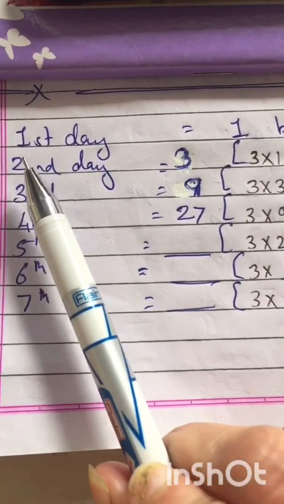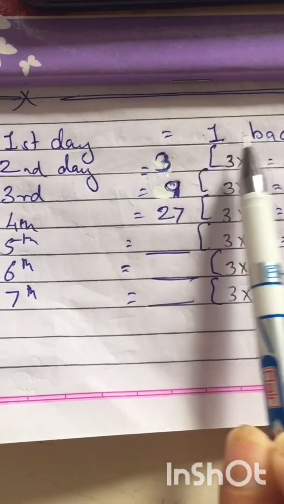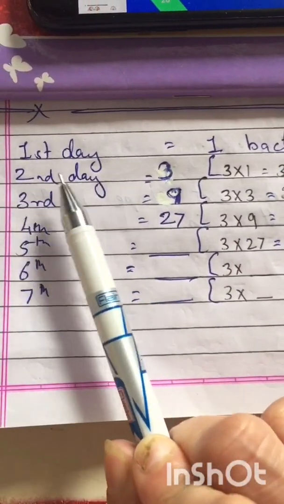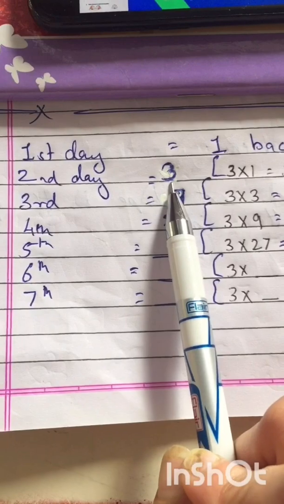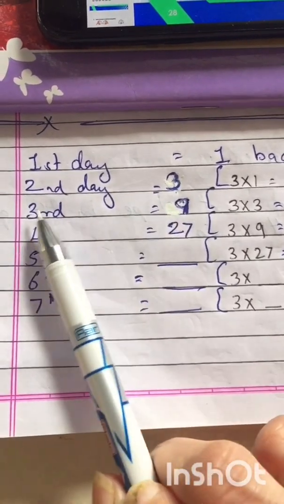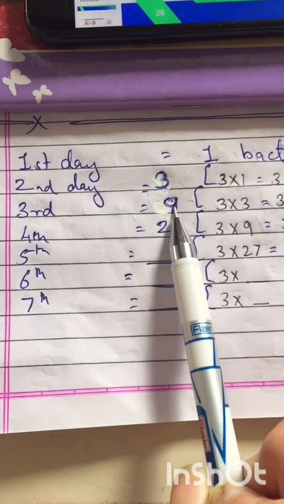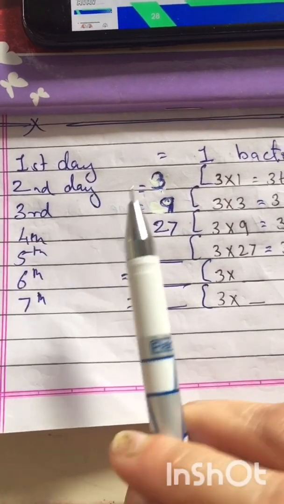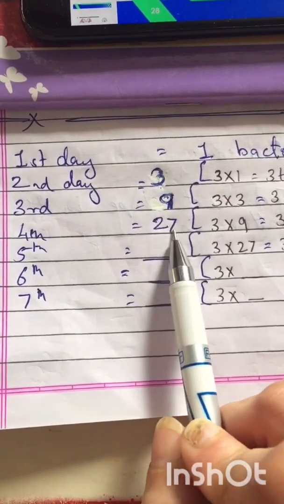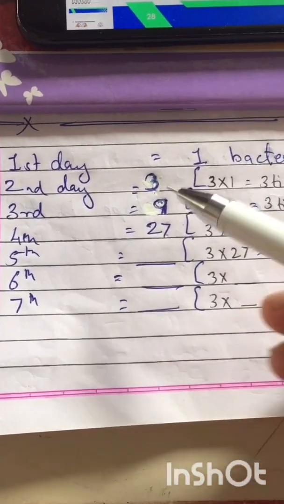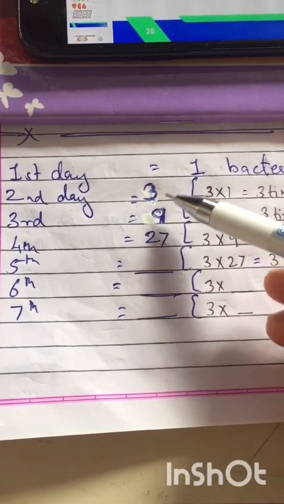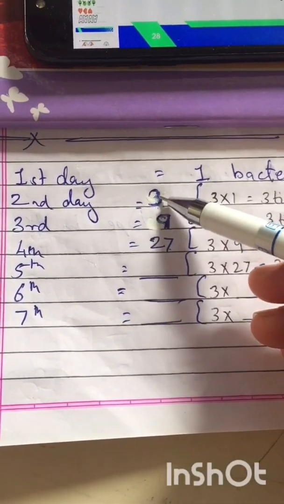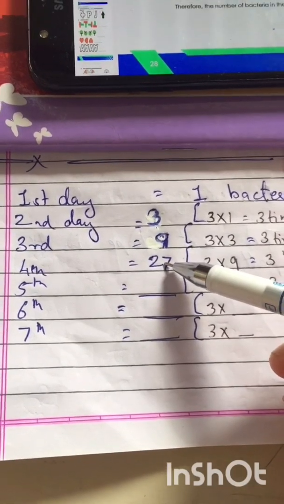If you see, on the first day there is 1 bacterium. On the second day it increased and became 3 bacteria. On the third day, 9 bacteria. On the fourth day the sample contains 27 bacteria. So in this we will observe a pattern: 1, 3, 9, 27.